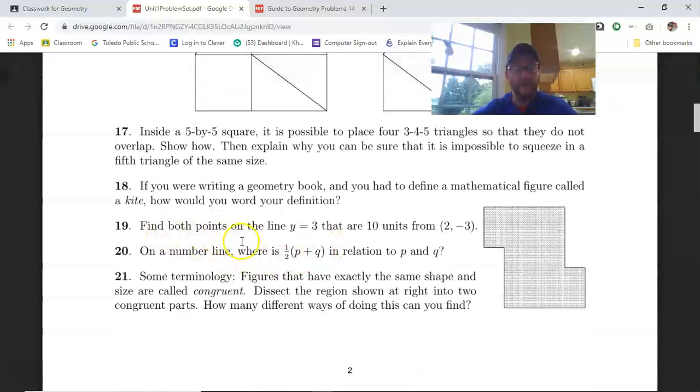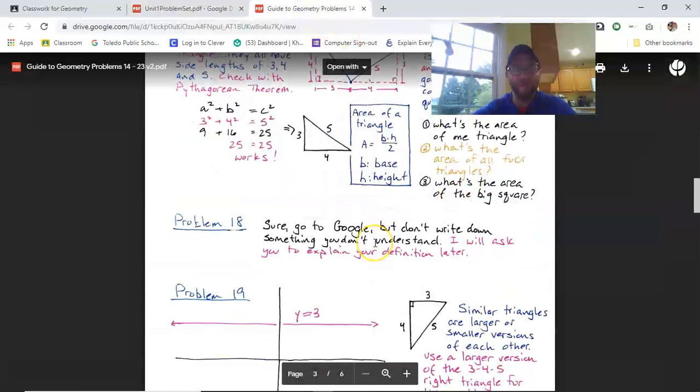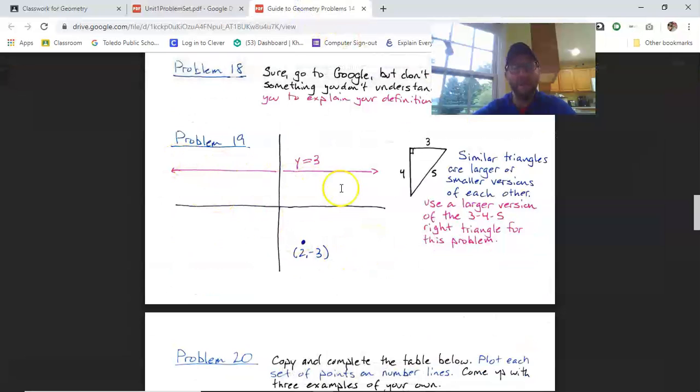Next, 19. Find both points on the line y equals 3 that are 10 units from the point (2, -3). So go back here. I plotted the line y equals 3. It's a little hard to see on this version, but this is, again, 3 units up from the x-axis. There's the point (2, -3). And here we've got that 3, 4, 5 triangle again.